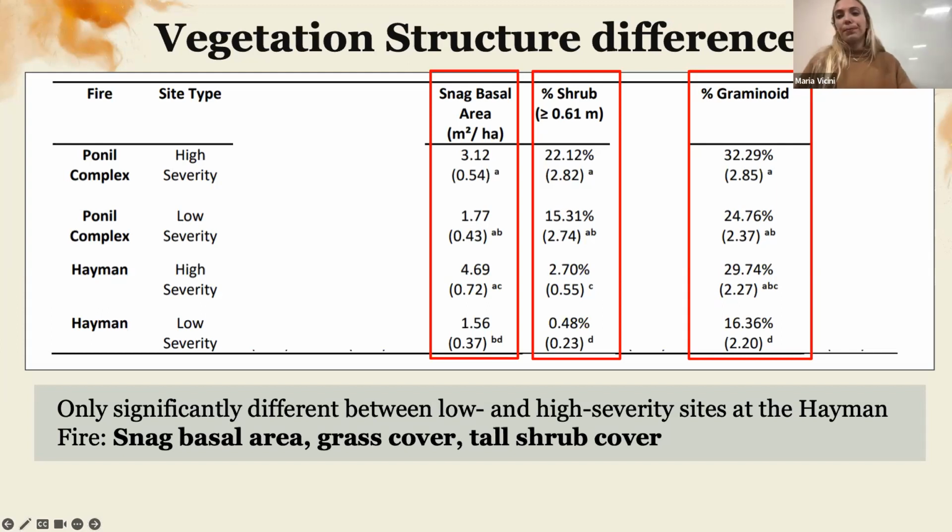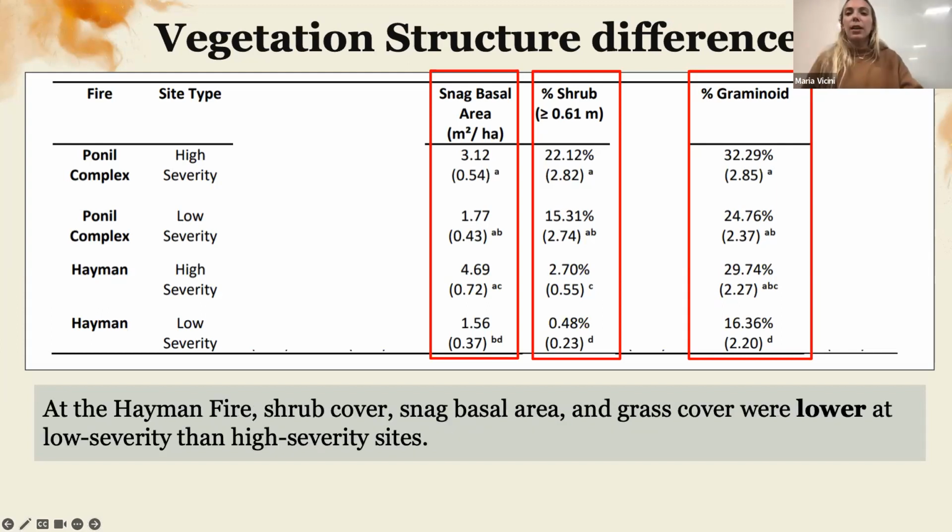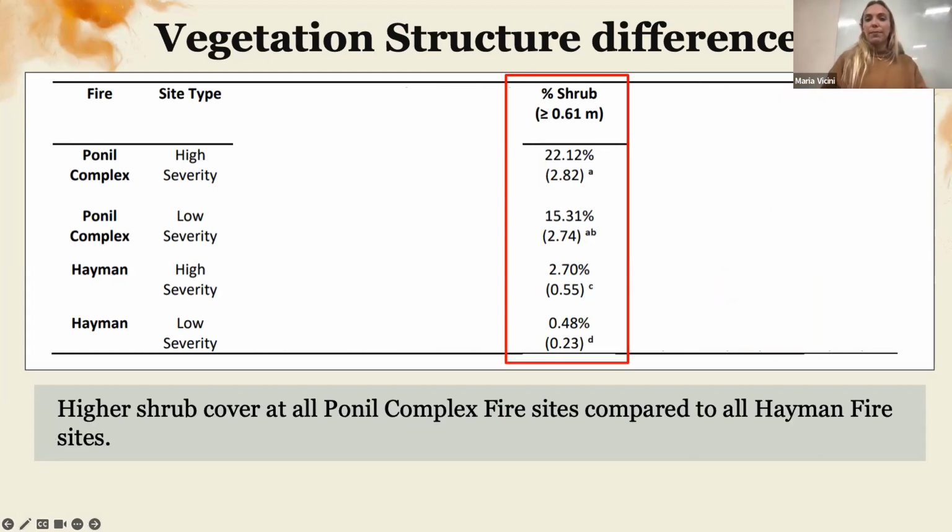At the Hayman fire, shrub cover, snag basal area, and grass cover were lower at low severity than high severity sites. Finally, there was also overall higher shrub cover at Poniel complex fire sites, and you can see 22 and 15% cover at high and low severity sites compared to Hayman, where anything, whether it's low or high severity, was below 3%.